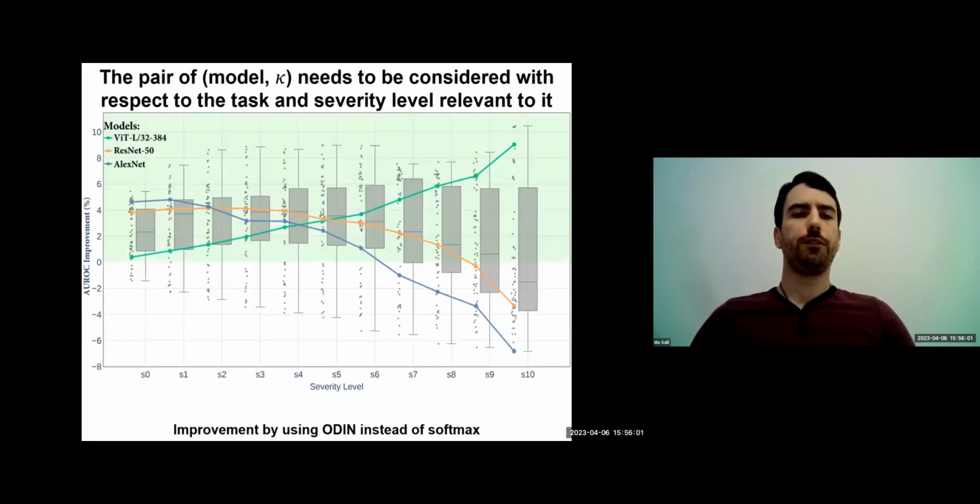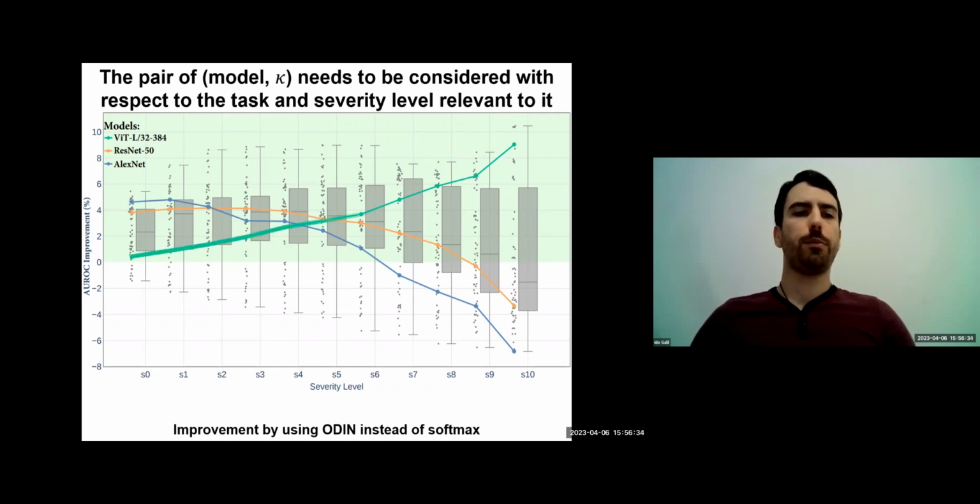Another important observation is that the performance of a model and a confidence function pair should be considered with respect to the required severity level. Let's understand why this is the case with an example. The box plots on this slide show the improvement in performance when using the Odin detector algorithm instead of softmax. The green shaded area on the y-axis indicates the area of positive improvement by using Odin instead of softmax.